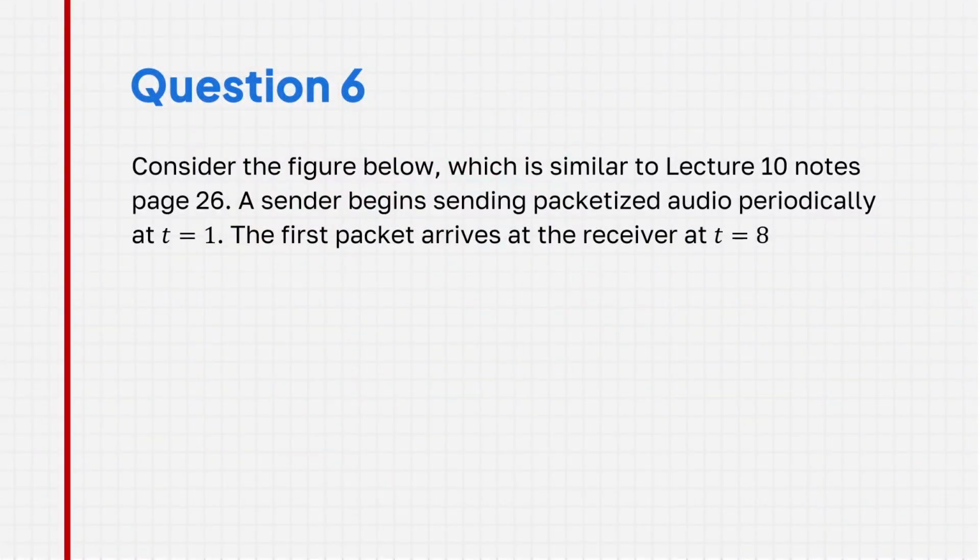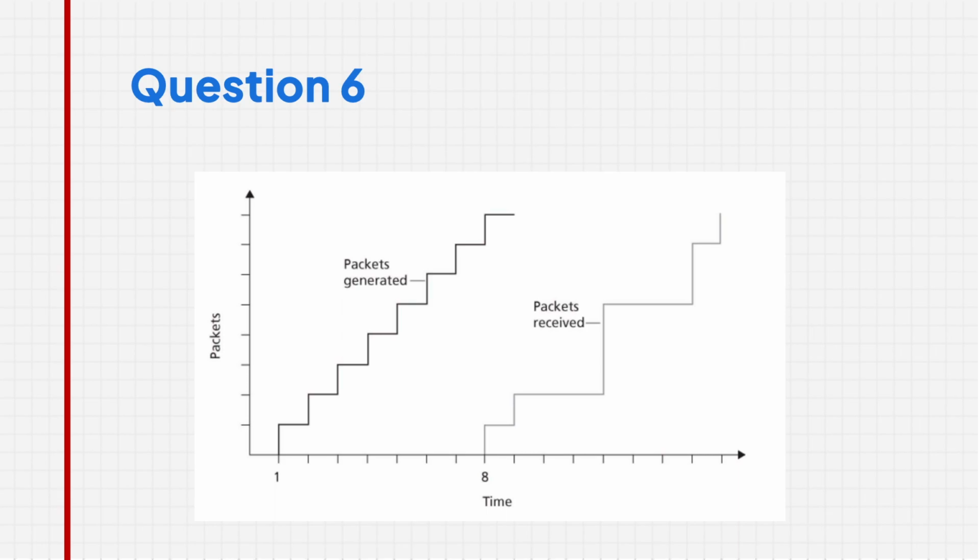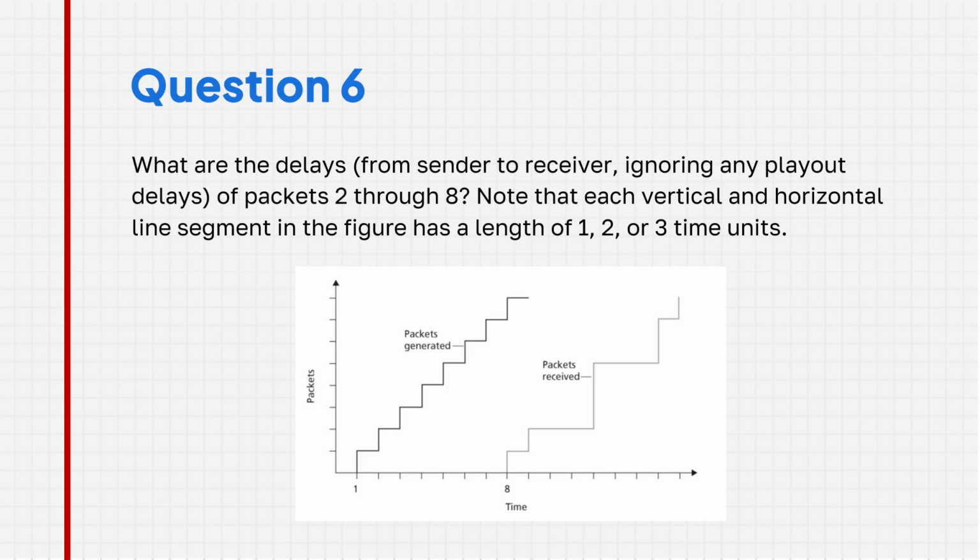Question 6. So consider the figure, which is similar to lecture 10 notes, page 26. In this figure, the sender starts sending a packet at time t equals 1. And then when this first packet arrives, it is at t equals 8. Someone is streaming some media now. So when it arrives, it's at t equals 8. The question now is, for each of the packets from 1 to 8, what are the delays in terms of time units? It's easy. You can say together.